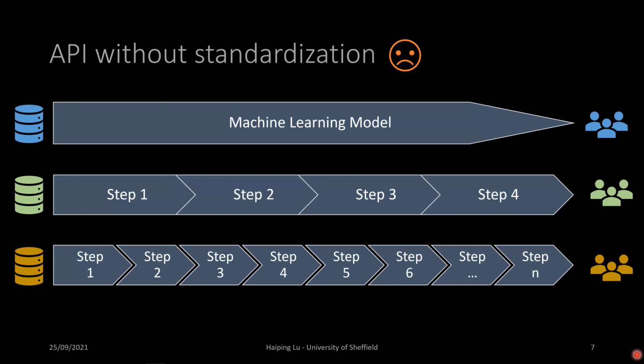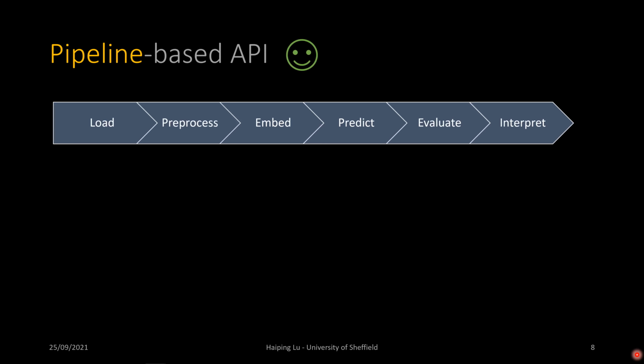There are many machine learning software and libraries out there, but it may look very confusing to outsiders because some software may have a single module for the whole machine learning model, and some software may have several modules or many modules for the same machine learning model. And this is very confusing to outsiders. In PyKale, we built pipeline-based API with 6 key steps.